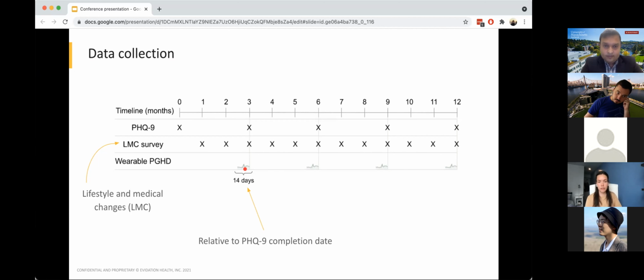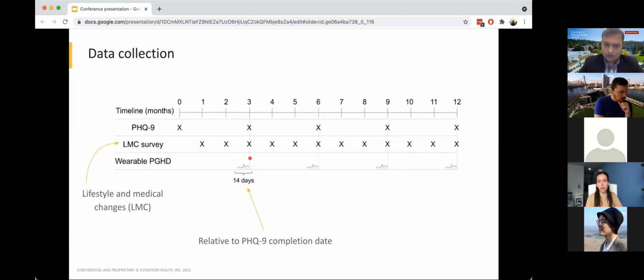So we collected wearable PGHD in the form of sleep, step, and heart rate data at minute level granularity. And in this work, we analyzed day level and week level aggregate features, for instance, day level step count. Also, because PHQ-9 scores summarize depression severity over the last 2 weeks, we only consider the wearable data over this time frame, so in the 14 days prior to PHQ-9 completion for each quarter.